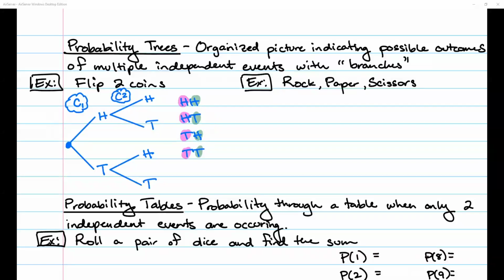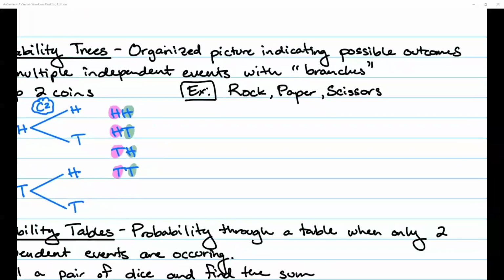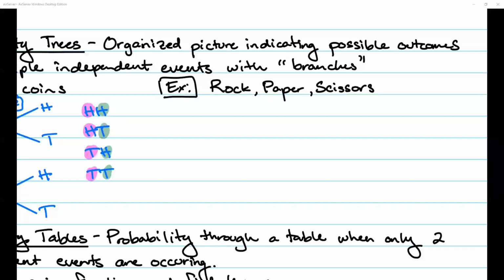All right, let's talk about rock paper scissors. In rock paper scissors, again, there are two different events going on. You have player one selecting something and then player two selecting something else. So here, there are going to be two different events.